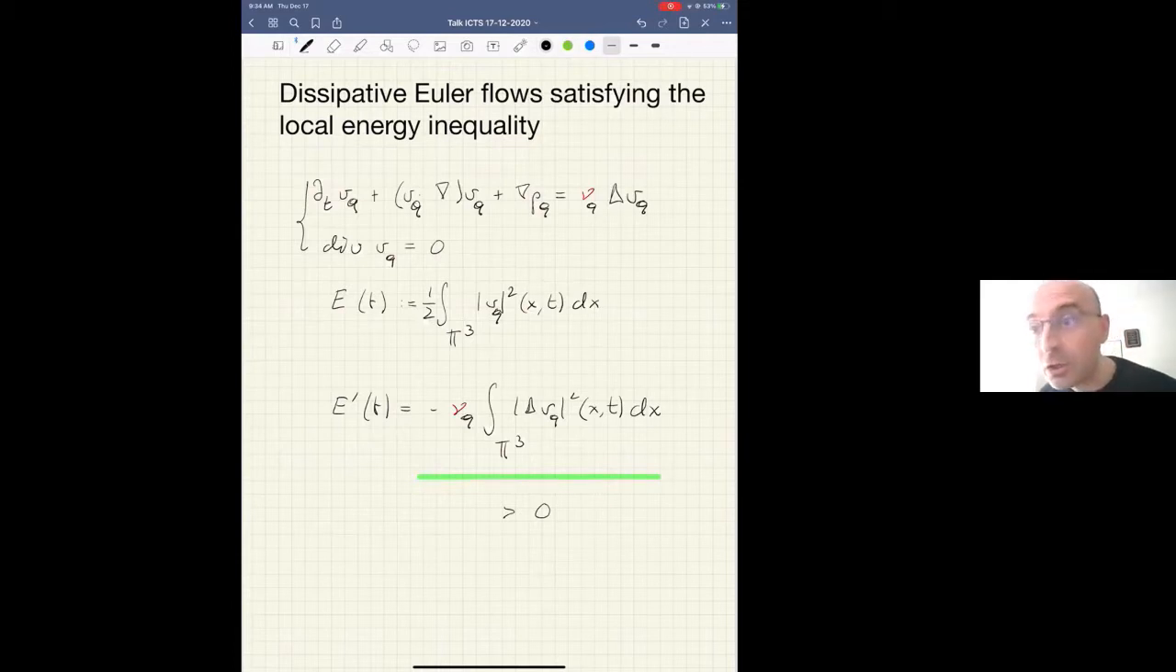Yes? Is this Laplacian or gradient of v_q? No, that is the gradient, sorry. That is my writing. Thank you very much.